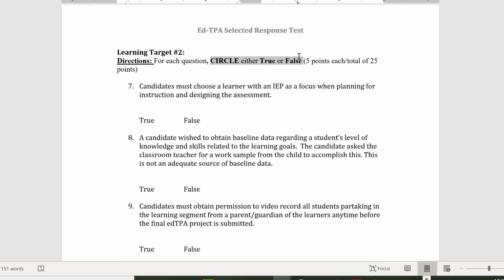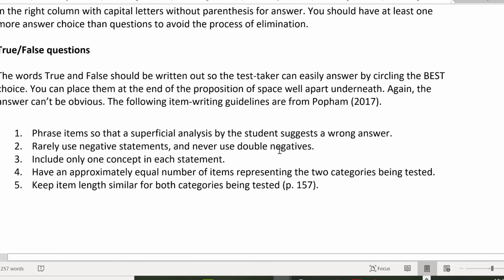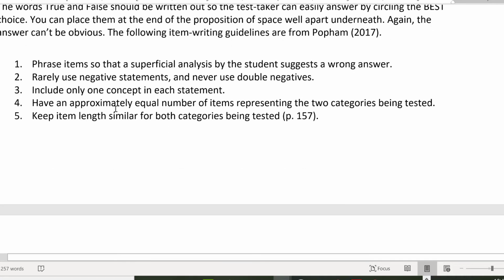Get rid of these bold faces. You do not need them. It's only confusing. Don't use negative statements and never use double negatives. Talk about confusing. Include only one concept in each statement. I've seen students write true false where they have one statement and then another statement. Don't do that. You just want to focus on one concept at a time.